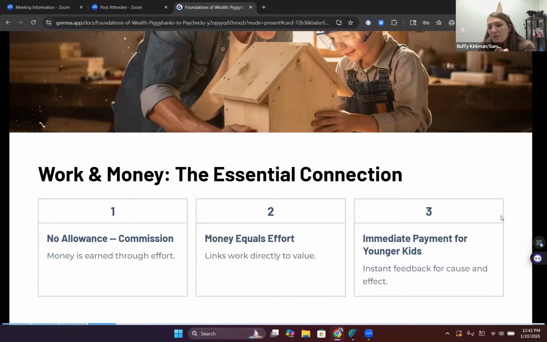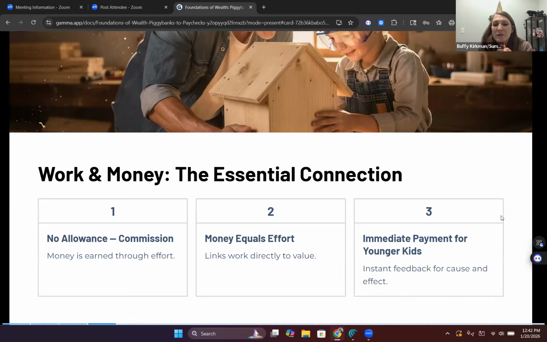Okay, so I would not recommend that they get an allowance for anything. They get commission. So money is earned through effort. If you want more money, then you need to work or put forth effort in order to earn that money. Okay, so it links directly to a value. This for this, it's an even trade. It's something that they can understand.